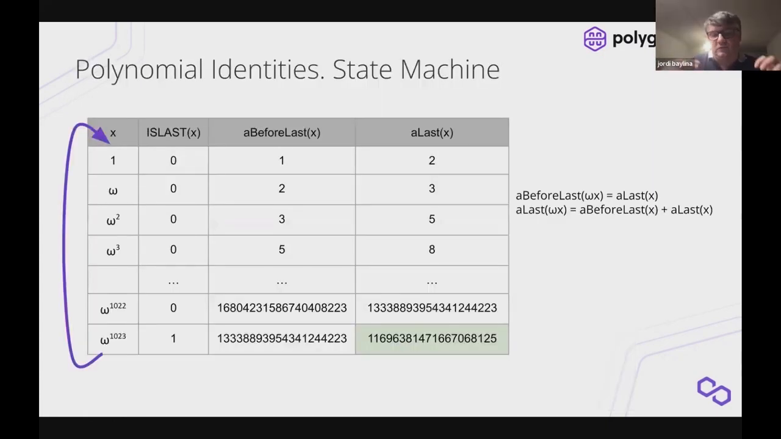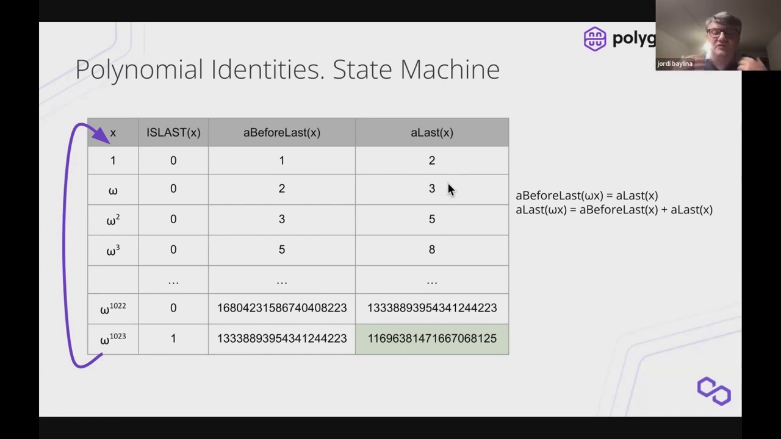So the idea is that we can do that in parallel. All these operations are the same, the same way that in a state machine, at every state transition you are doing exactly the same thing. Okay, so this is how we are building with PIL. Here we can have a state machine, in this case a state machine of two states, the before-last and the last.